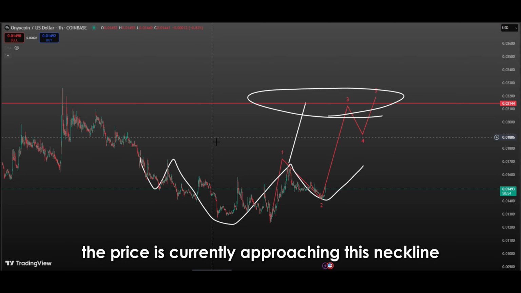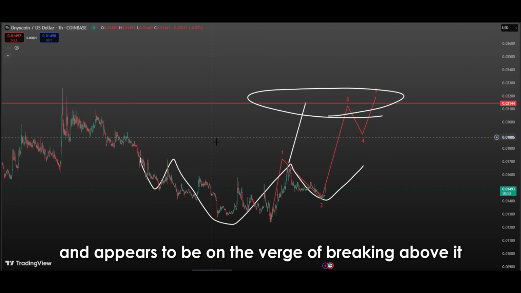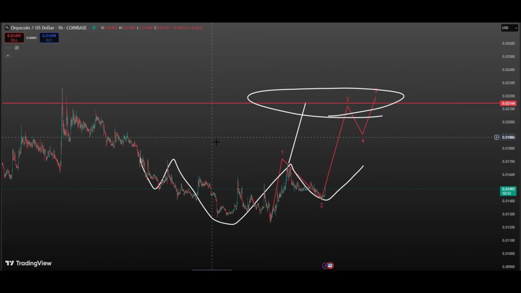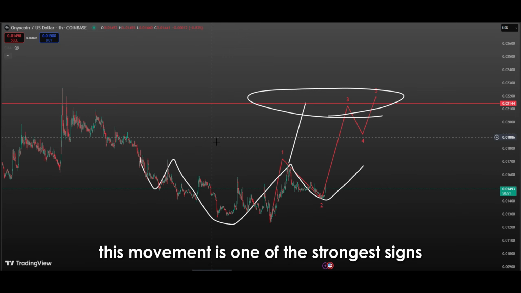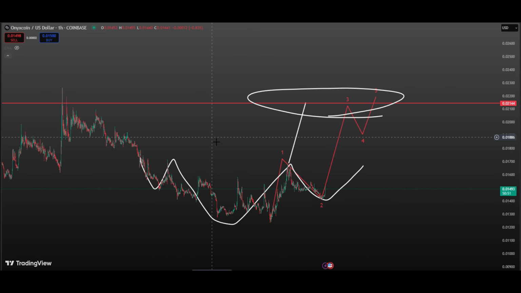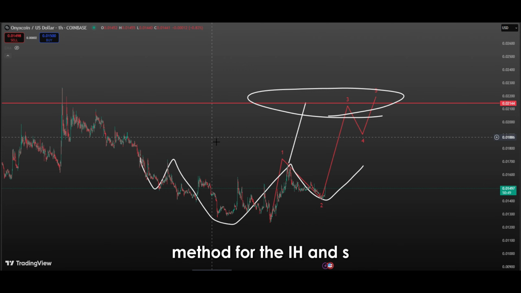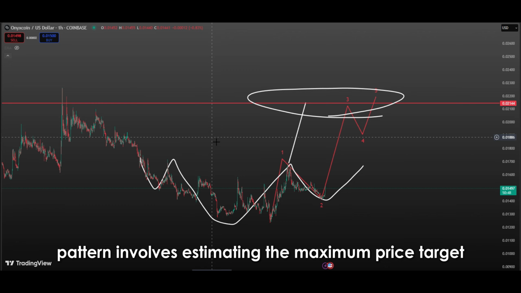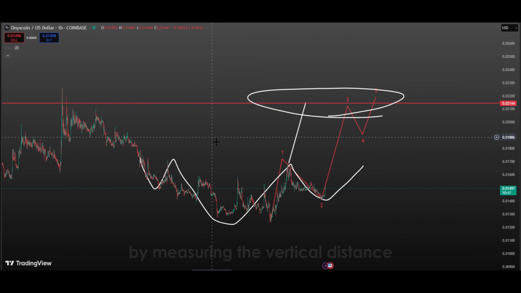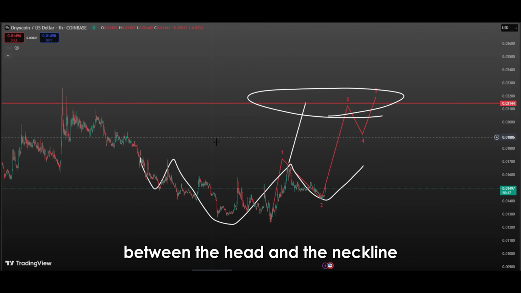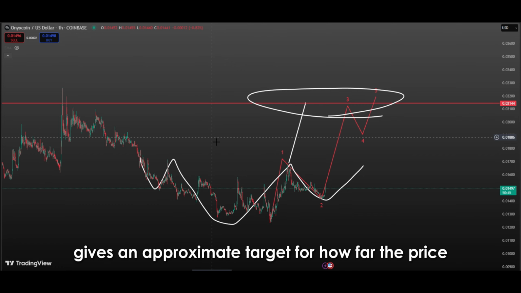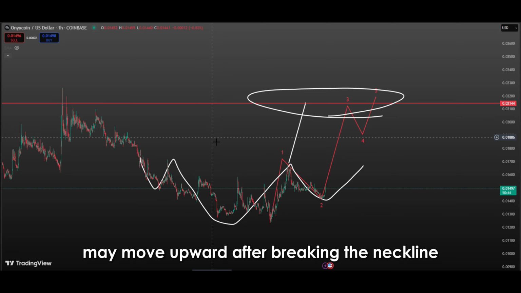The price is currently approaching this neckline and appears to be on the verge of breaking above it. This movement is one of the strongest signs of a potential upward trend. In technical analysis, the most commonly used price projection method for the IH&S pattern involves estimating the maximum price target by measuring the vertical distance between the head and the neckline. This distance gives an approximate target for how far the price may move upward after breaking the neckline.